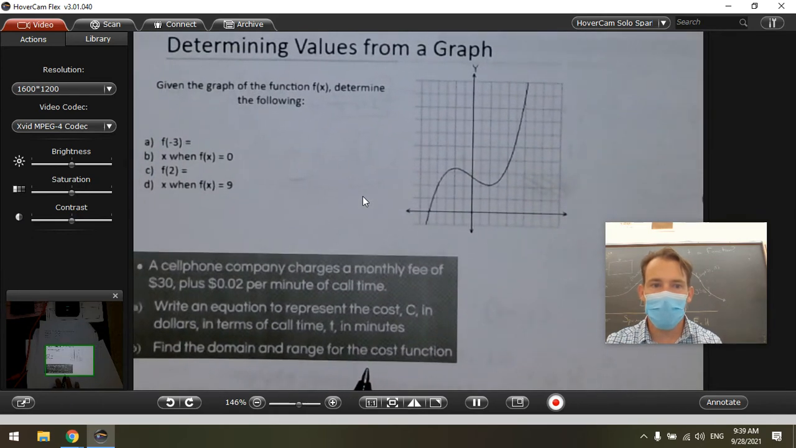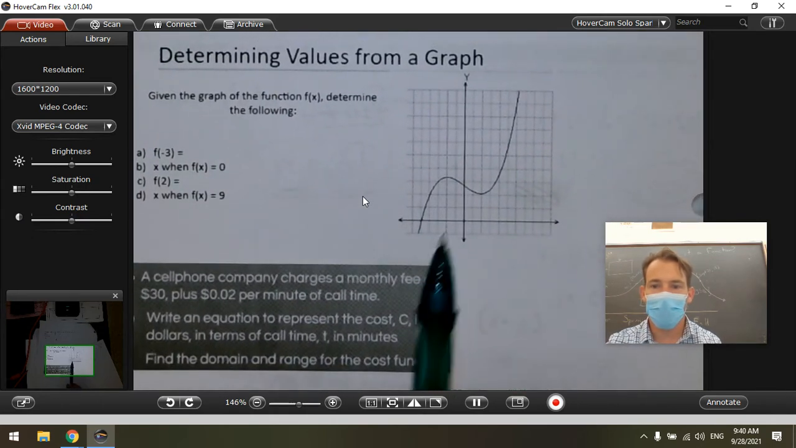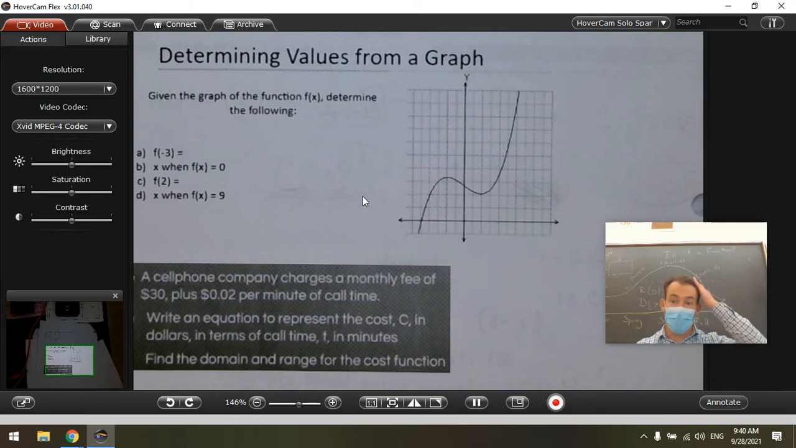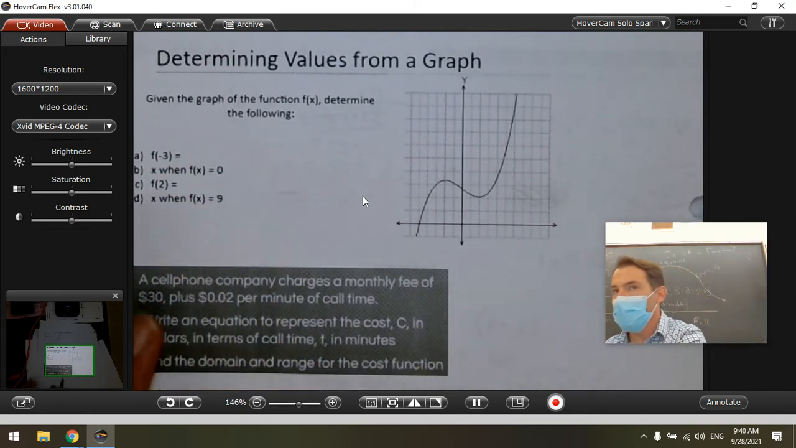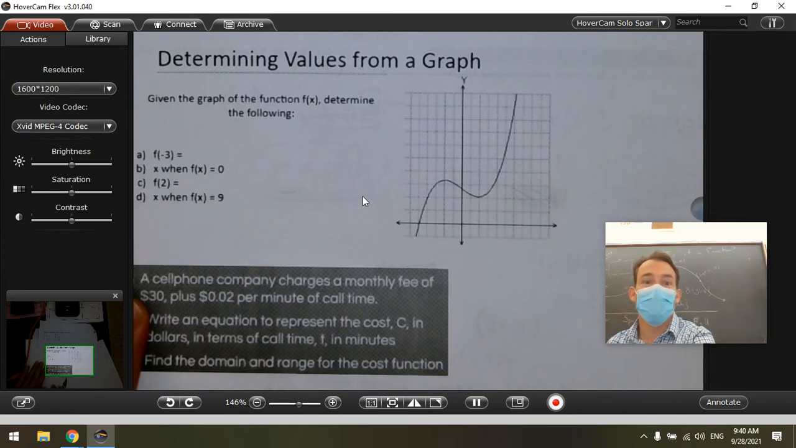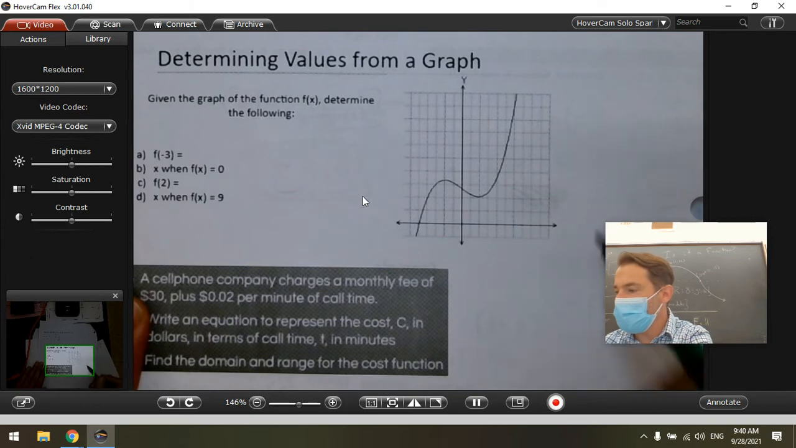Now, you could also have a function like this, and I don't give you an equation. I don't give you a table of values. I just give you a picture. Then based on your ability to read the graph, you should be able to answer these types of questions. So for A, Camden, go ahead and answer.